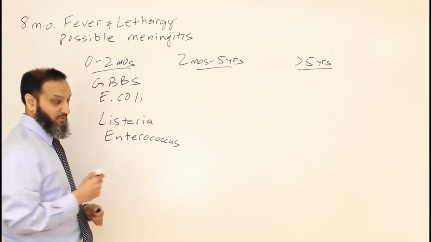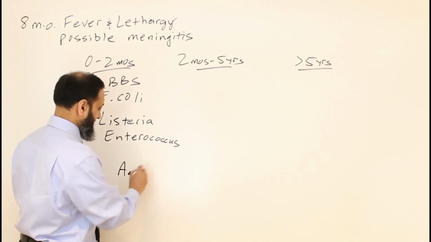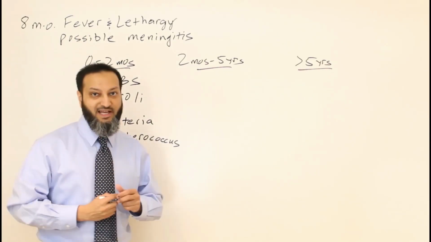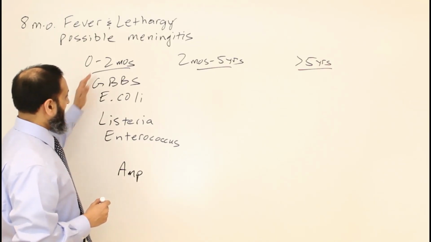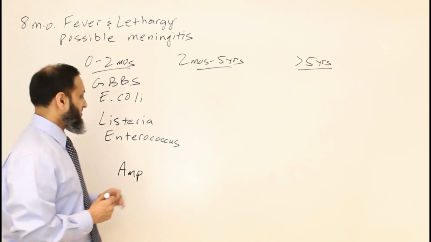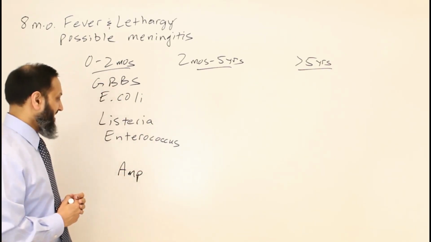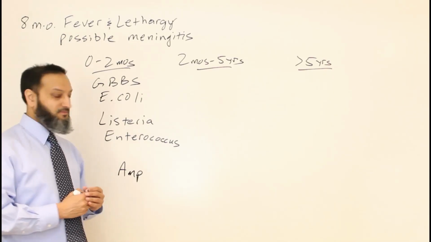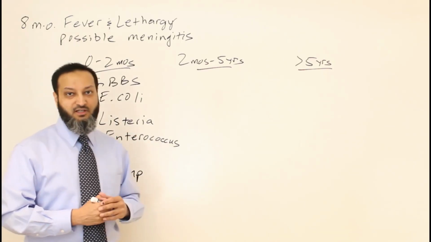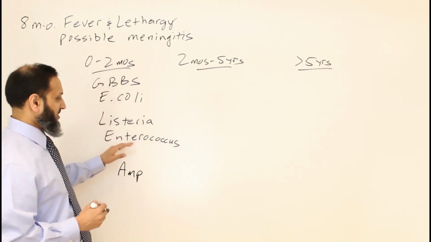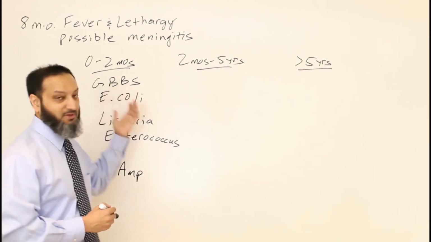So the antibiotics that we empirically will use, one is going to be ampicillin. And ampicillin has to be one of the antibiotics that you're going to use. Of these organisms, ampicillin is the treatment of choice for which 2 of these organisms? Ampicillin is the treatment of choice for Listeria and Enterococcus. So you have to use ampicillin in this age group to cover Listeria and Enterococcus. Ampicillin many times will also cover your group B strep, but it's not necessarily the treatment of choice.